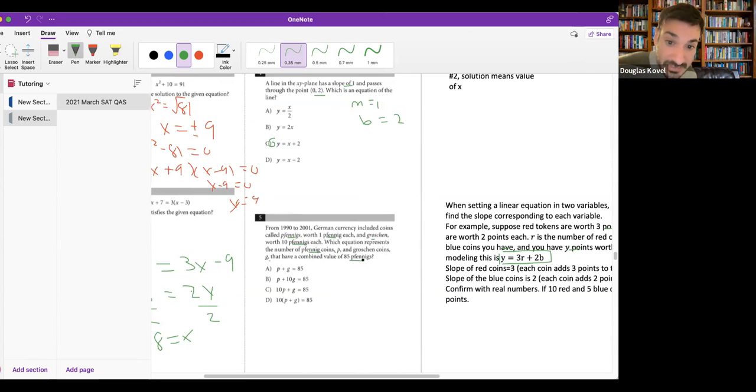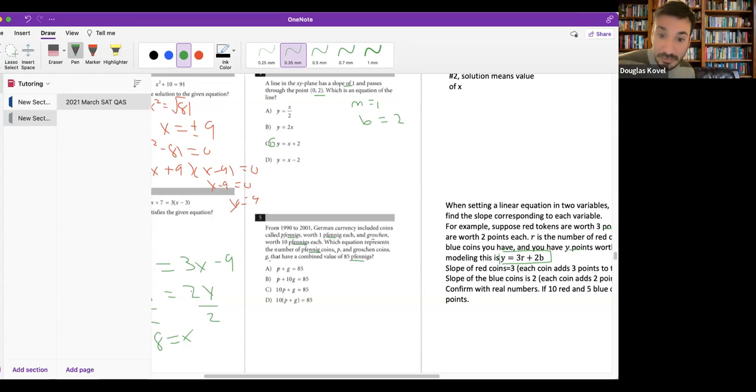Which equation represents the total number of Pfennig coins, P, and Groschen coins, G, that have a combined value of 85 Pfennigs? The one point where people can get a little bit thrown off is that one of the coin names, the Pfennig, is actually the same as the units they're measuring the currency in, and that could be a little bit weird. If you want, you could think of it as a Pfennig coin is worth 1 cent, a Groschen coin is worth 10 cents. How many of those coins are worth 10 cents? That's another way of thinking of it.